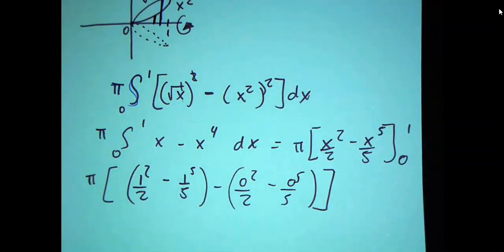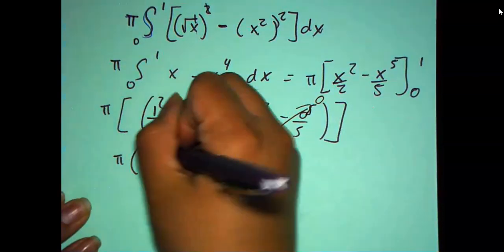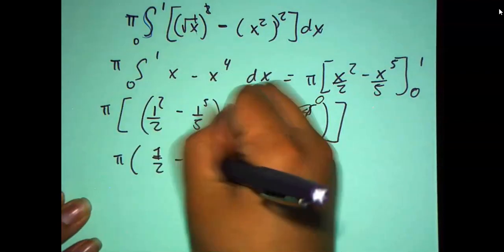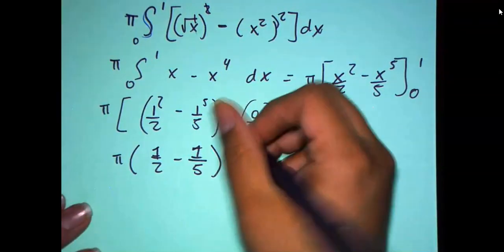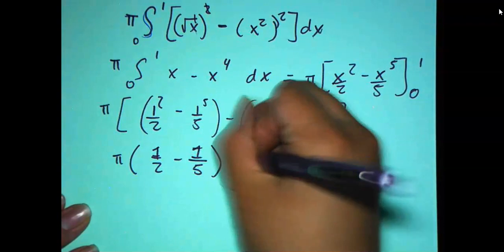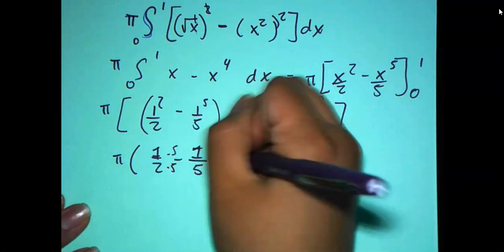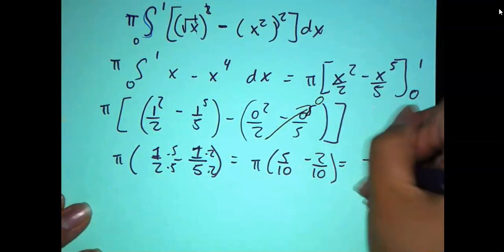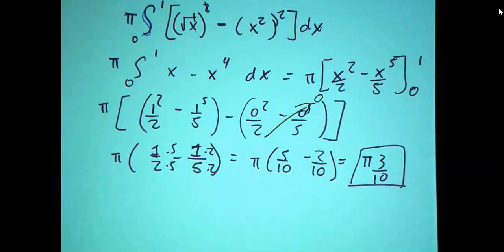Again, just like the other one, we have a 0. This goes to 0, I don't really need it. So we need to simplify 1/2 minus 1/5. Common denominator will be 10. So we have 5 over 10, because I'm multiplying this one by 5 and this one by 2, that gives me 2 over 10. And that will be my answer.